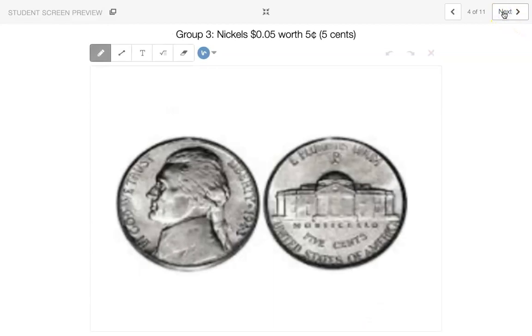Then I want you to make a third group, which is our nickels. All right, they are worth 5 cents. And sometimes we write it with the dollar sign. Sometimes we write it with the symbol after, and sometimes we write the words.